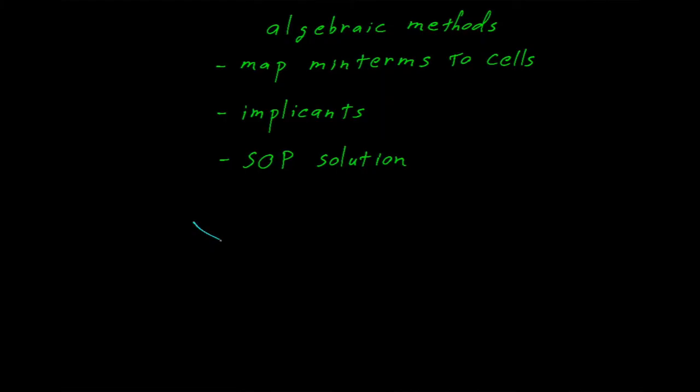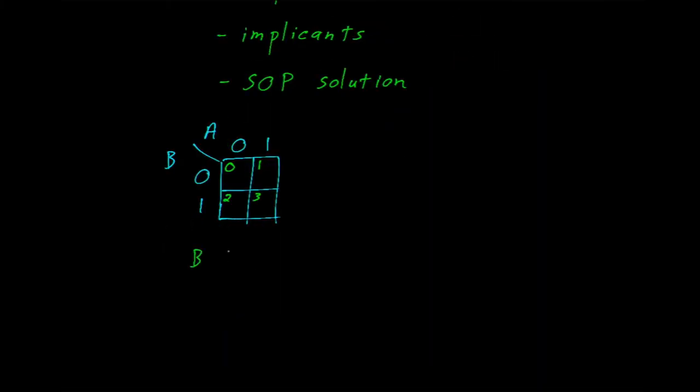The simplest map you could make consists of 4 cells. Let this be input B, and this be input A. Input B can take on values of 0 or 1. Input A can take on values of 0 or 1. We could label the cells. So if input B is 0 and input A is 0, that is 0. A 0 on B and a 1 on A is a 1. And 1, 0 would be 2. And 1, 1 is 3. This is looking a lot like a truth table, isn't it?